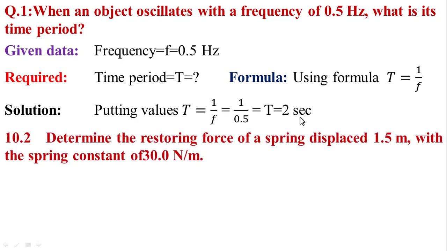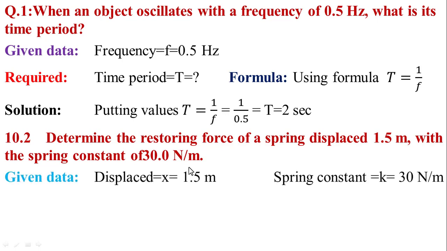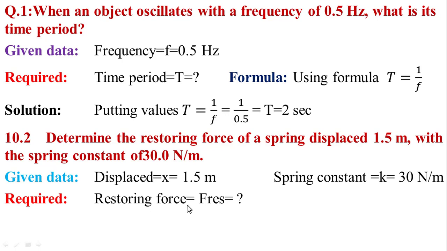Now in question number 2: determine the restoring force of a spring displaced at 1.5 meter with the spring constant of 30 Newton per meter. Here, first of all, write the given data. Displacement is x, and x is equal to 1.5 meter. And the value of spring constant is k, and k is equal to 30 Newton per meter. Now, required: the restoring force. Restoring force is equal to question mark.